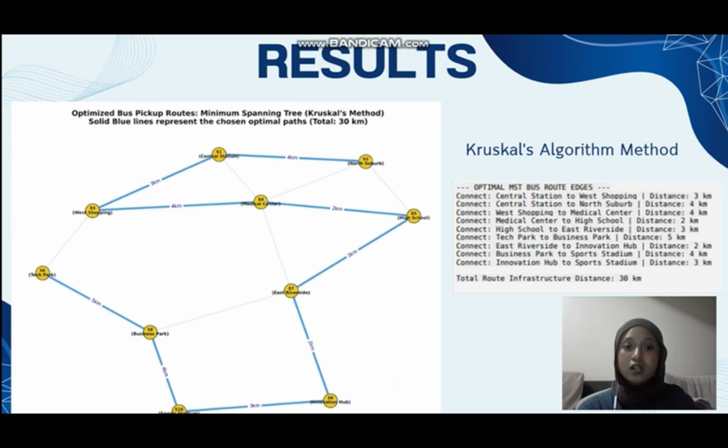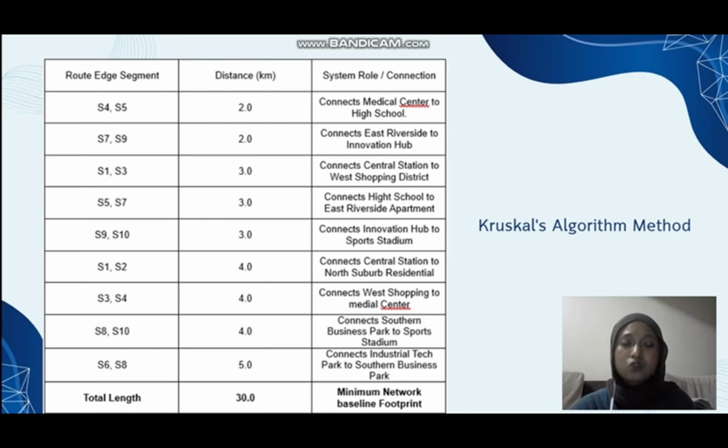By applying Kruskal's algorithm, we successfully stripped away the redundancy in our original map. Originally, the road network required a massive 66 km of potential infrastructure coverage. As you can see highlighted in blue on the slide, our minimum spanning tree successfully connected all 10 essential bus stops using just 9 strategic road links. This brings our total optimized network distance down to exactly 30 kilometers.